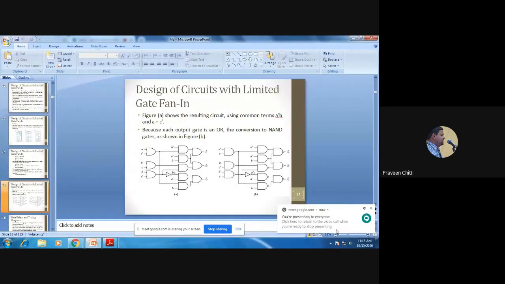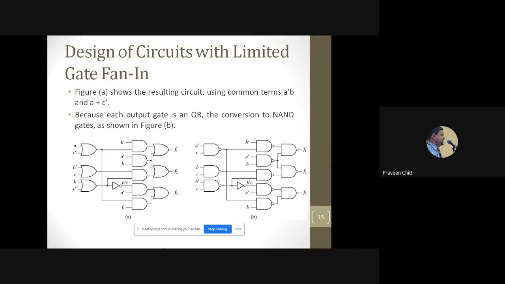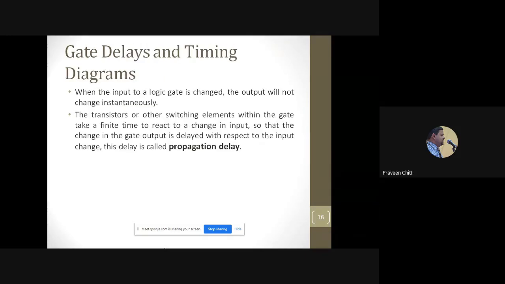Fine. Okay, we'll proceed further. We'll go to the next part of this module. First part is just drawing the circuits with limited fan-in. Briefly, I have explained that. You just go through. I will be sharing this content with you. You can go through the slides, PDF, and if you have any queries, you can get back to me. Okay. Now we'll go to the next part.